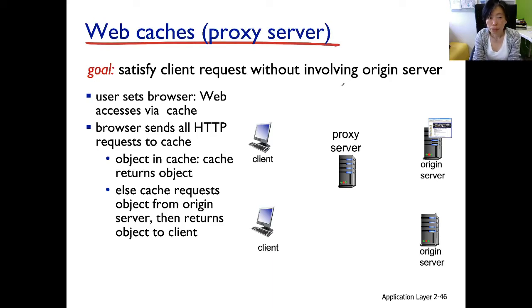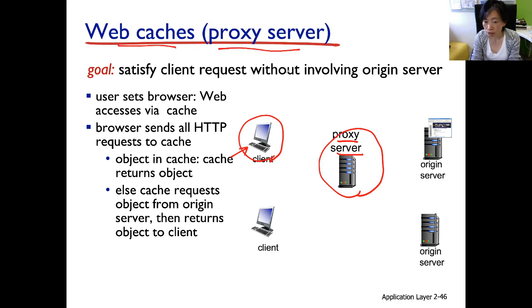Web caches. The purpose is very much like the local caches, but the way it works is somewhat different, though not much different. The main difference is this. In local caching, we keep a copy of the object here. But now we keep a copy of the object here in the web cache, also known as the proxy server.